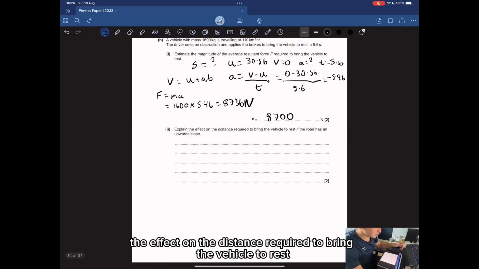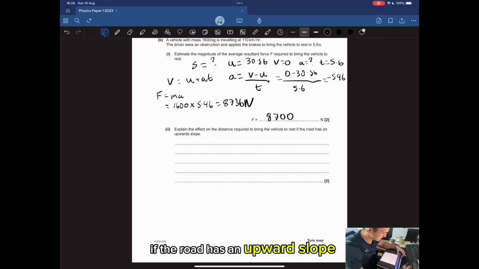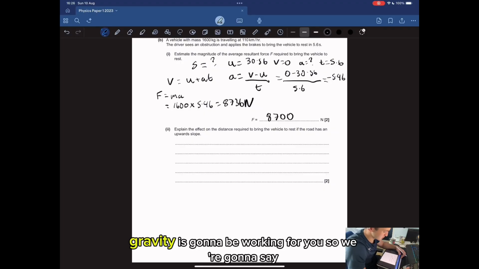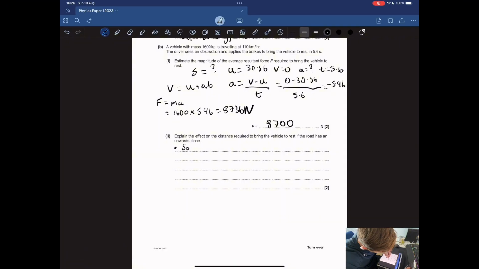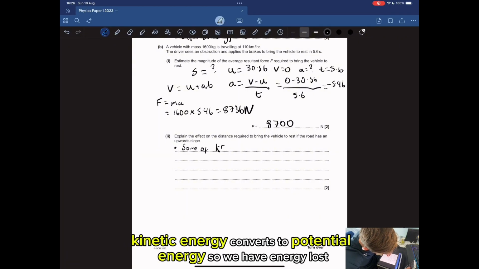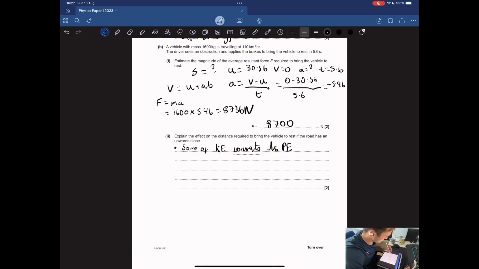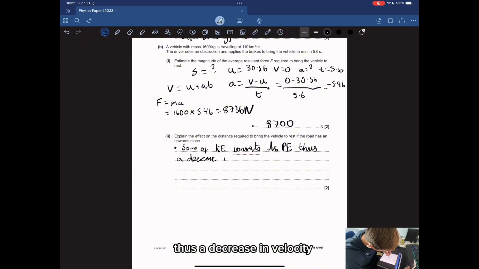Explain the effect on the distance required to bring the vehicle to rest if the road has an upward slope. If there's a slope, gravity is going to be working for you. Some of the kinetic energy converts to potential energy, so we have energy lost. Thus, a decrease in velocity at a higher rate.